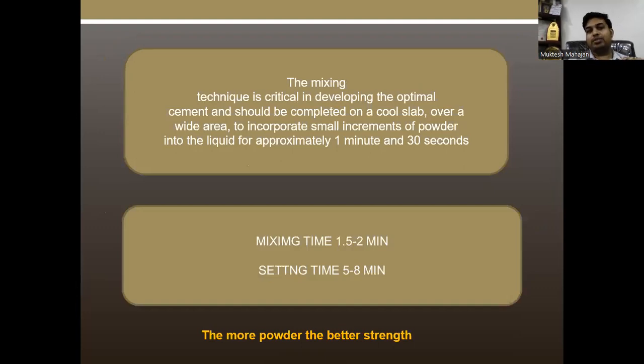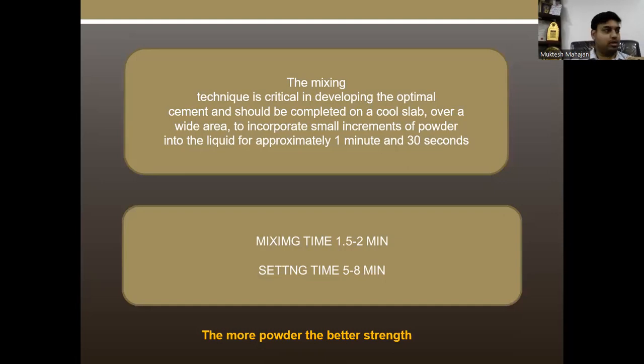The mixing technique is critical in developing the optimal cement and should be completed on a cool slab over a wide area to incorporate the small increments of powder into the liquid for approximately 1.5 minutes. Mixing time is approximately 1.5 to 2 minutes. Setting time is 5 to 8 minutes.